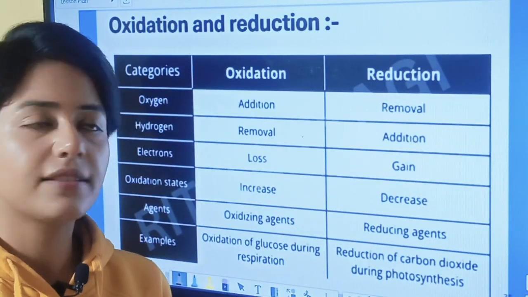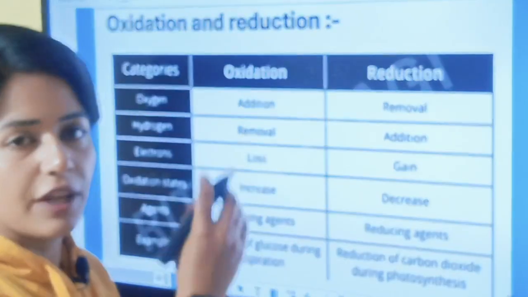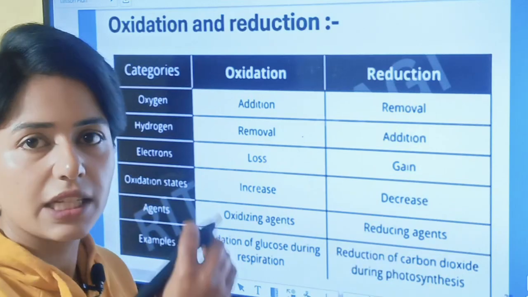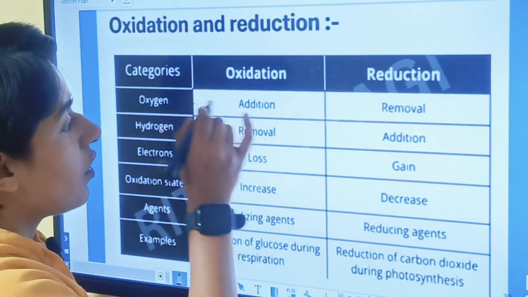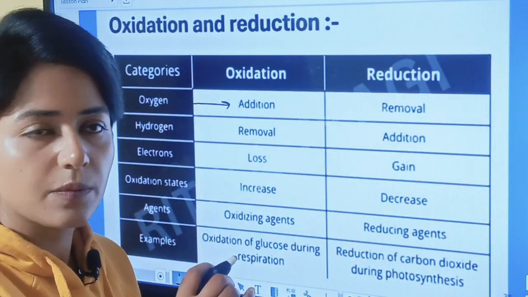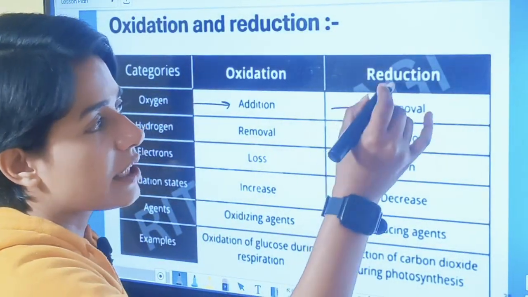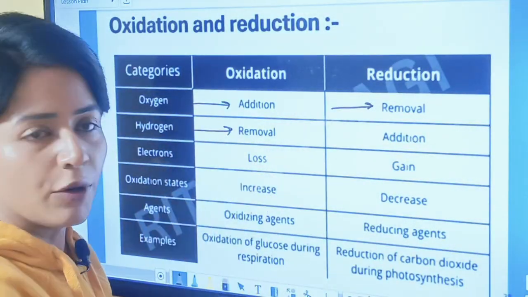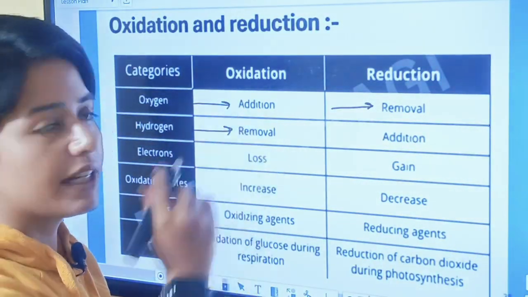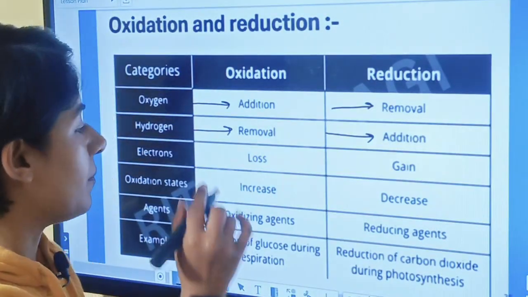Let us see a simple comparison between oxidation and reduction. How do we identify when oxidation occurs and when reduction takes place? All these types of questions are cleared here. When addition of oxygen takes place, it is known as oxidation, and when removal of oxygen takes place, that is reduction. Hydrogen: when hydrogen is removed from a compound, it is oxidation. When hydrogen is added, it is reduction.